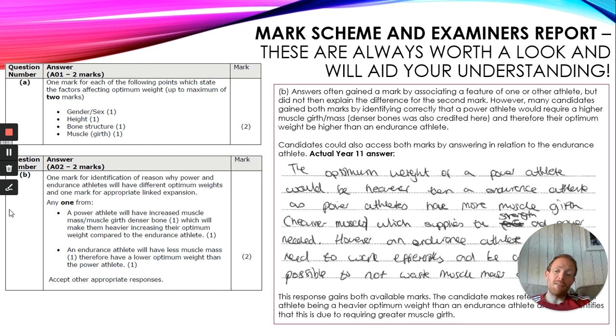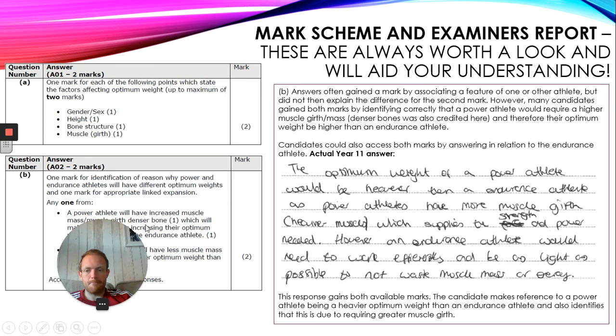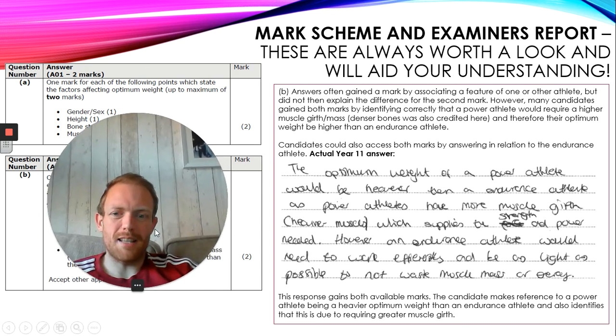You could have done it the other way around. You could have said an endurance athlete will have less muscle mass because they don't need it. They don't even have to write that. And then, therefore, they will have a lower optimum weight than a power athlete. To be honest, I'm surprised they've even made that a 2 marker. But I bet you guys have written even better stuff than that just to cover your own backs. So that's not a bad practice, because sometimes they can be harsher on the mark scheme.